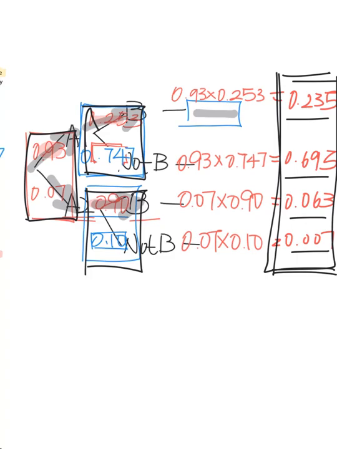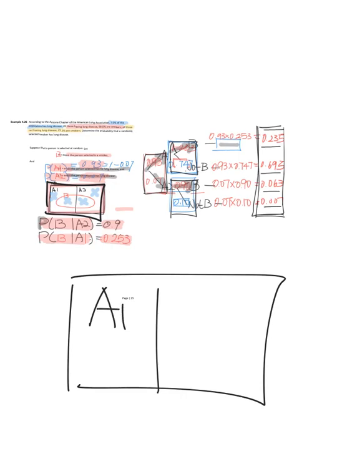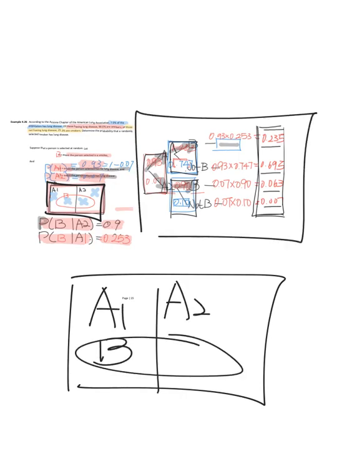Okay? So, for the Bayes rule, we can make the Venn diagram. Basically, we can make the Venn diagram. It's like this. I mean, this one is A1, A2, and here is a B. And also, we can make the probability tree.